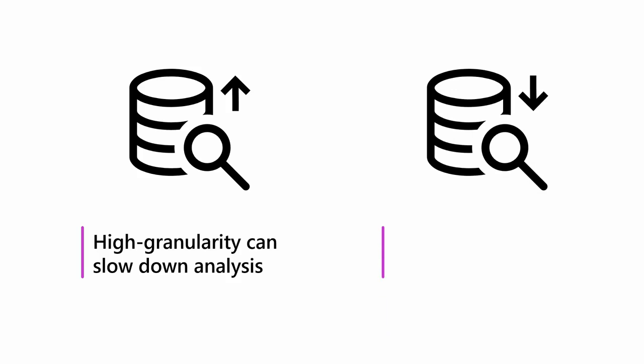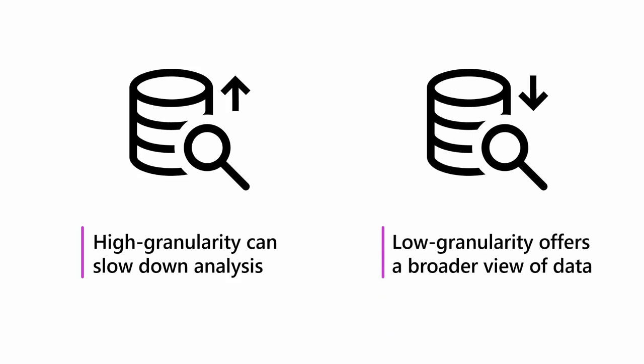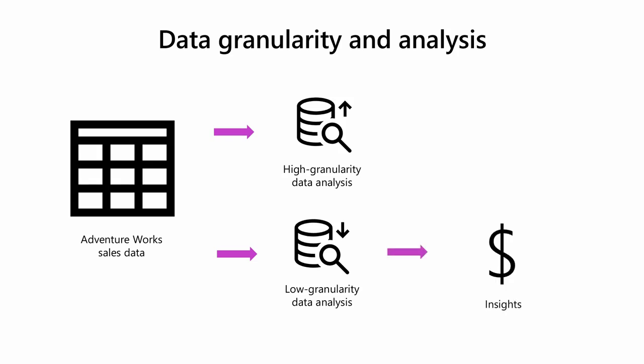On the other hand, low granularity data, while offering less detail, can provide a broader view of your data. It's also easier to manage because of the smaller datasets. In AdventureWorks, the monthly sales data, low granularity, could help identify broader trends, such as seasonal sales fluctuations of certain product lines. For example, bicycle repair equipment sells more during the spring and summer months. This is because customers are more active on their bicycles.